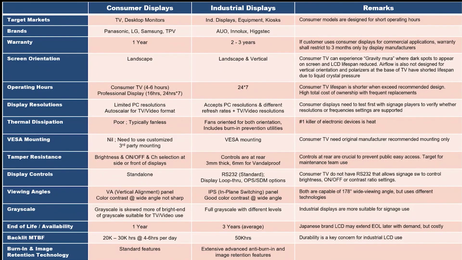Then the mounting: industrial display supports the VESA mounting. The consumer needs the original manufacturer to recommend the mounting only. Then we can see from the end of life and availability, for consumer it is only 1 year mostly. Then for industrial display it can average around 3 years.